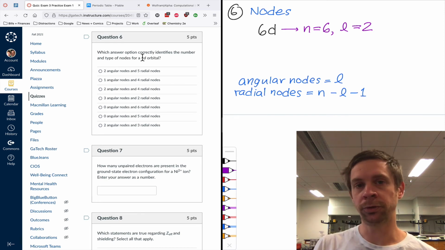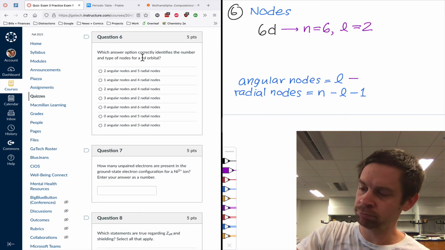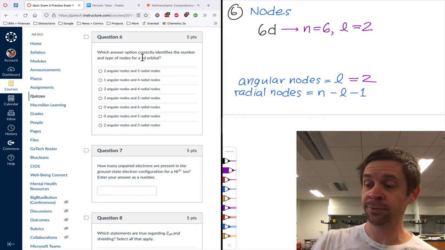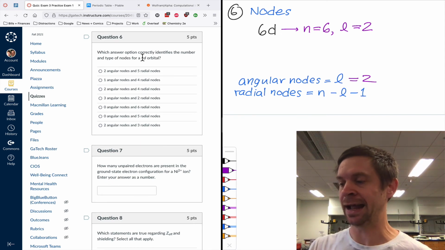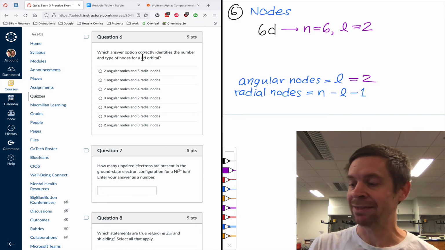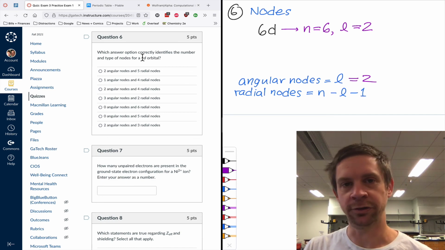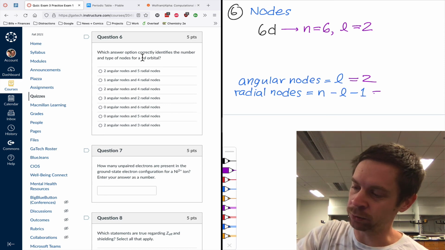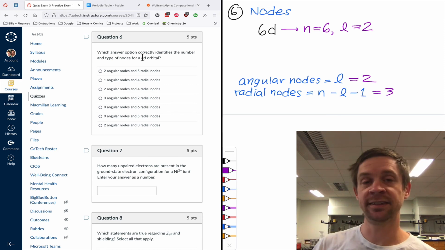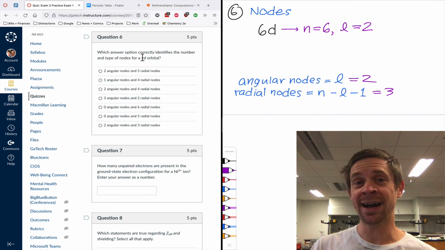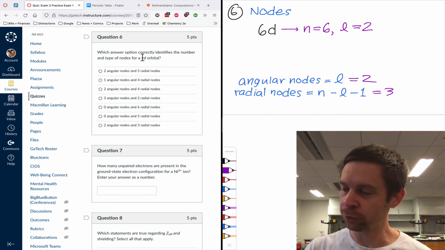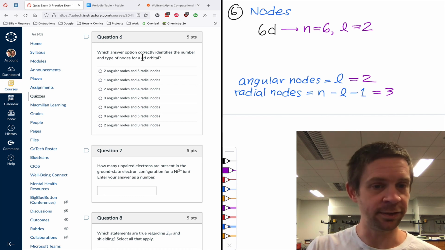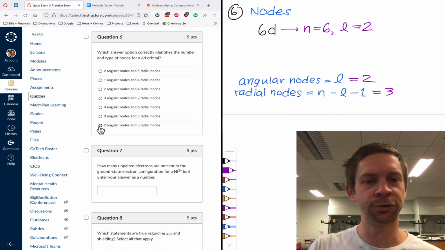In a 6d orbital, the number of angular nodes is equal to 2, directly from the subshell label, essentially, and the L equals 2 quantum number. And the number of radial nodes is n, which is 6, minus 2 minus 1, which last I checked is equal to 3. And just as one last sanity check, 2 plus 3 is 5, and that's 1 less than the principal quantum number of 6 here. So this answer does make sense. And is this a choice? 2 angular nodes and 3 radial nodes. There it is.